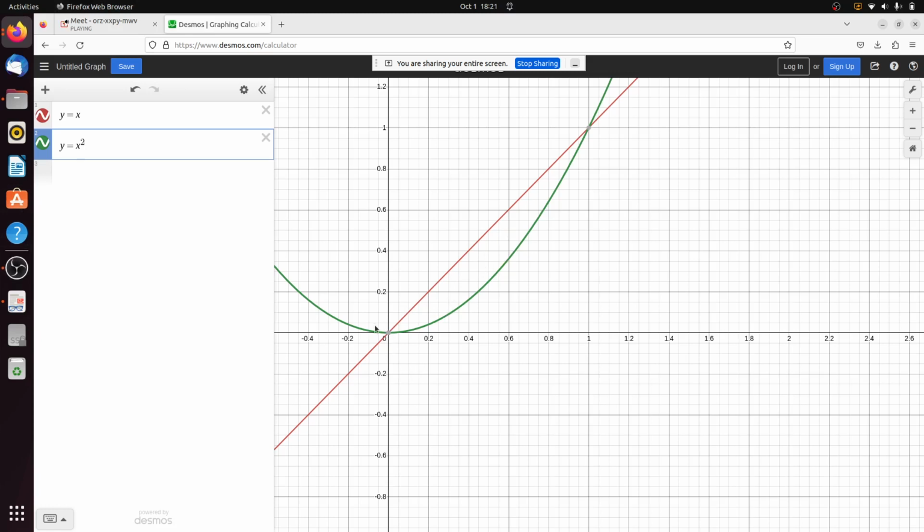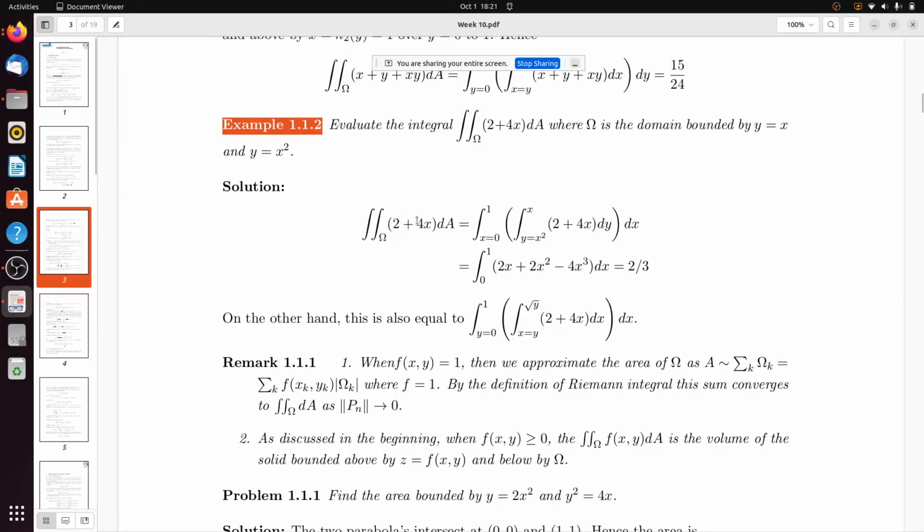So the limit for x will be from 0 to 1, and the limit for y will be from y equal to x square, this green one, to y equal to x, this red one. In between, this slice is where you have to integrate the function. And if you want to determine the area of this bounded region, then instead of the given function 2 plus 4x, you just put 1, that is the integral over omega of dx dy, which will give you the required area between the two curves.